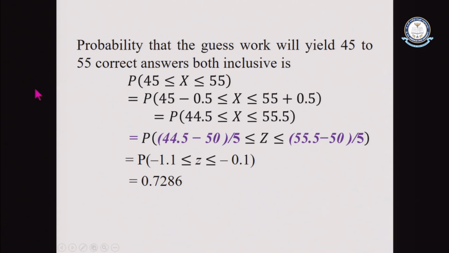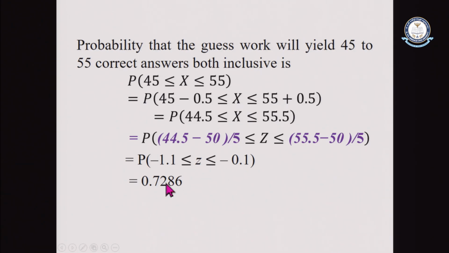Now coming to the second part: the probability that guesswork will yield 45 to 55 correct answers, both inclusive. Inclusive means we use less than or equal to. Again we add the correction factor, 0.5. So 45 minus 0.5 is less than or equal to x is less than or equal to 55 plus 0.5. After simplifying, we get the probability of 44.5 less than or equal to x less than or equal to 55.5. Now again convert into the Z scale. After getting the Z, I'll get these values.